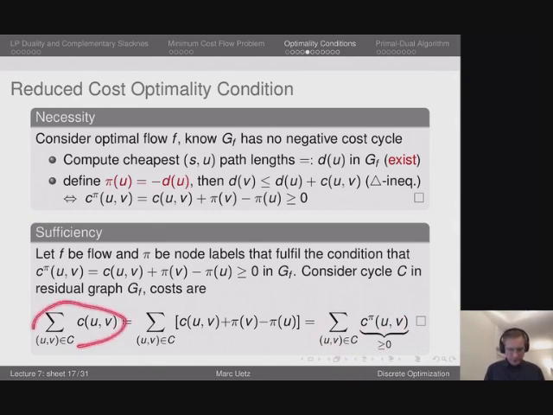And that means that the total cost of this cycle in terms of the original cost is also non-negative. So for an arbitrary cycle in the residual graph, I know that the total costs along that cycle must be non-negative, and that is our previous characterization of minimum cost flows. So as you see, the proof of this a little bit less intuitive characterization is even simpler than the other one.